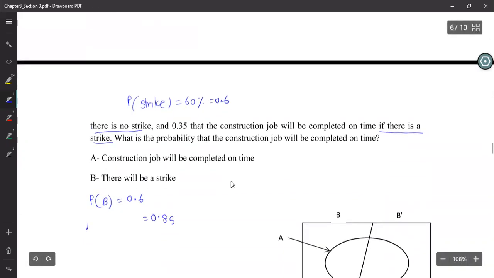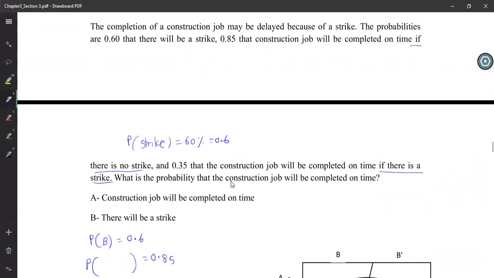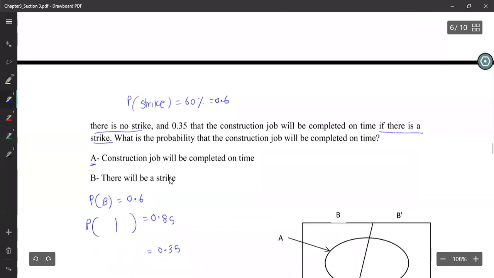Let's try to write them in the probability notation. 0.85 and 0.35. What is 0.85? Let's go back and read it. The construction job will be completed on time. That is the event A. Construction job will be completed on time is event A, if there is no strike. So a strike is B, that is not B, construction job is completed. P(A given not B) is 0.85. Then it is 0.35, the construction job will be completed on time given there is a strike, that is given B. What is that? 0.35.